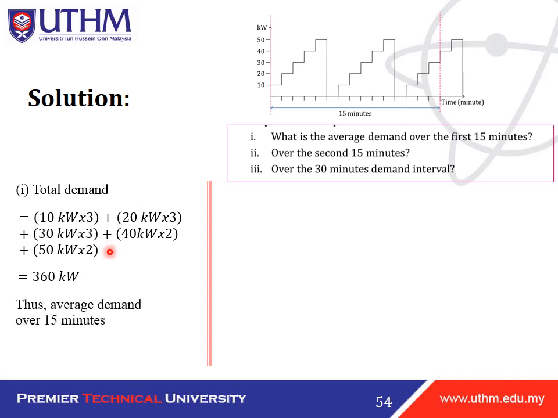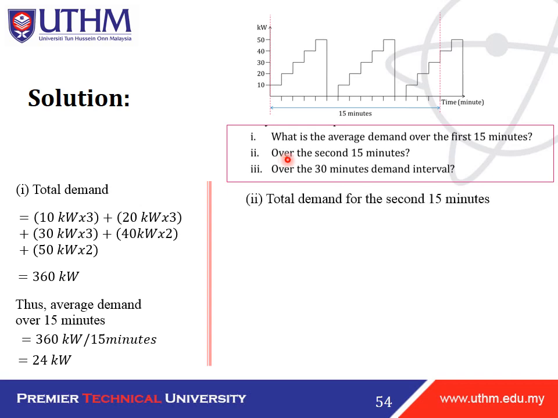So we calculated, we got it as 360 kilowatt. And then the average demand over 15 minutes can be calculated by total demand divided by the period hour. So 360 kilowatt divided by 15 minutes, we got 24 kilowatt hours. Then how about over the second 15 minutes? So to calculate the total demand for the second 15 minutes, we need to draw this graph again and again until we get another 15 minutes. And then when we draw and calculate it, we have 390 kilowatts. Thus, the average demand is 390 kilowatts divided by 15 minutes, we have 26 kilowatt.